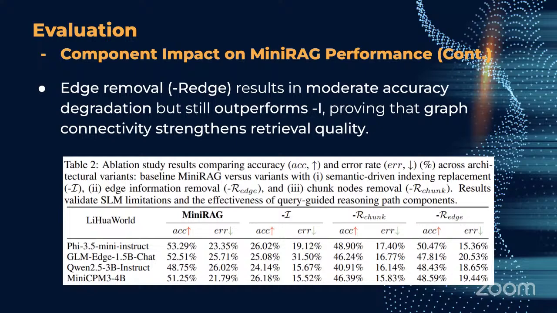And here, in this slide, we can see that the edge removal results in moderate accuracy degradation, but it still outperforms the other models, proving that graph connectivity strengthens retrieval quality. And you can see this trend across all models. Next slide, please.